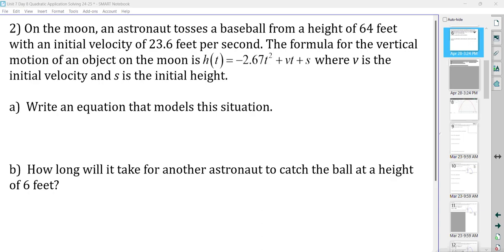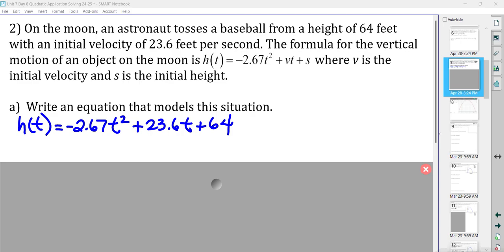Remember, h of t represents the height of our function and t is the time in seconds. Again, we want to write an equation that models the situation. As we're reading through, we're looking to see what our givens are, and they tell us the initial height is 64 feet, so that's going to go in place of s. And they're telling us the initial velocity is 23.6 feet per second, so that's going to go in place of v. So our function should be h of t equals -2.67 t squared plus 23.6 t plus 64.